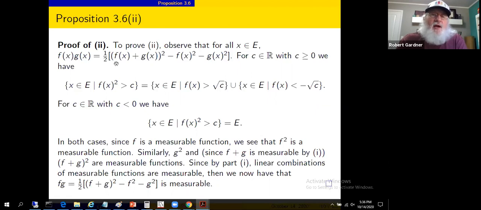We've taken a linear combination of these 3 functions, f plus g squared, f squared, and g squared, some linear combination to produce f times g. You know, linear combinations of measurable functions are measurable, and we have fg written as a linear combination of functions we have now shown to be measurable. So fg is measurable, and products of measurable functions are measurable.